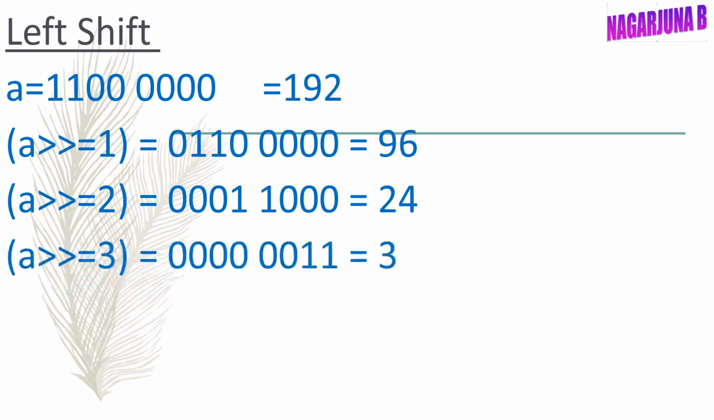Then A shifted by 3 bits will be equal to 4 zeros, then 0 0 1 1. This will be equal to 3. Since we have shifted by 3 bits, that is 24 divided by 2 to the power 3. 2 to the power 3 is 8. 24 divided by 8 will be equal to 3. Or else you can directly calculate by considering the binary numbers and converting them to an equivalent decimal number.